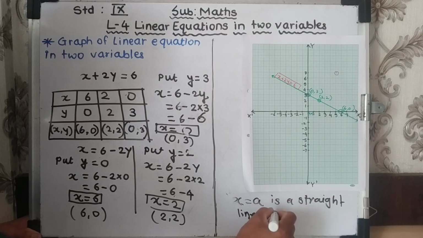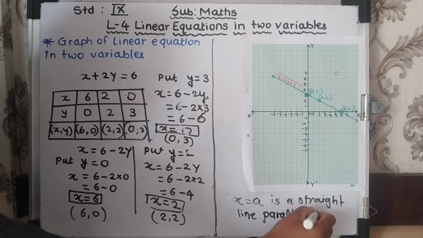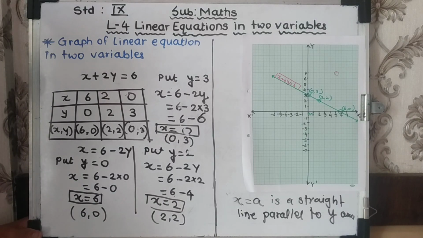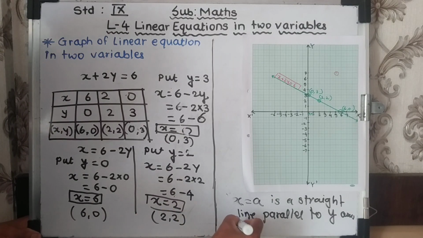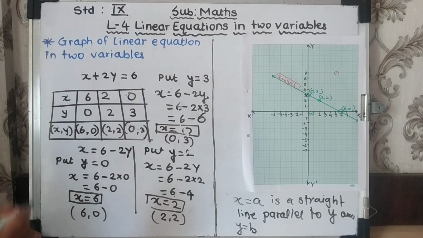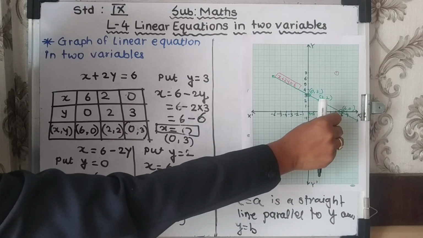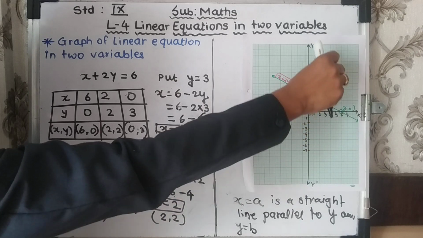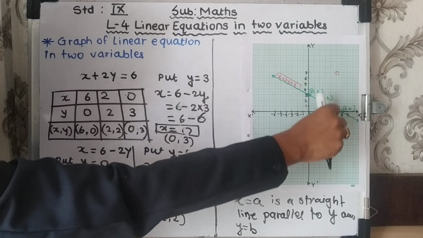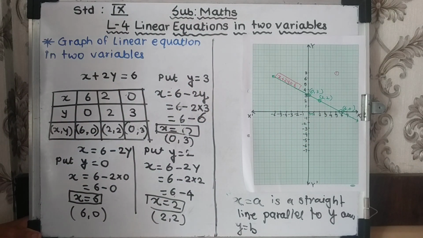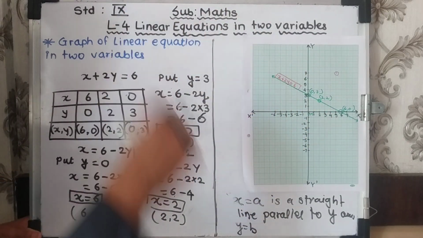And parallel to y-axis, right? Then the graph of, suppose y equals b is given, means these are the values. x equals a, suppose x equals 2 is given. So that line will pass from what? Only 2. So from this 2, we will draw a straight standing line, and which one will be parallel to the y-axis, right? So when y equals b, now simply y equals 6 is given.